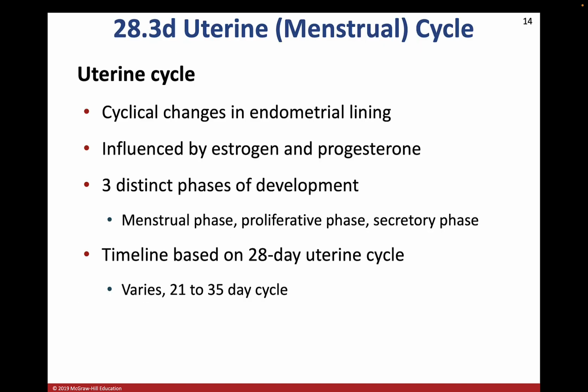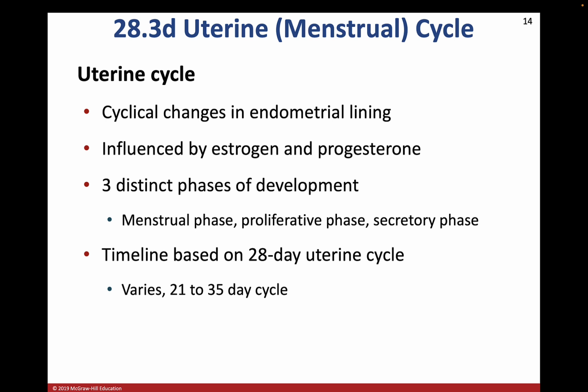Now, next we'll be addressing the uterine cycle, also known as the menstrual cycle. During the uterine cycle, there are cyclical changes in the endometrial lining, and remember, these changes are going to be influenced by estrogen and progesterone. There are 3 distinct phases of development, and the order is menstrual phase, proliferative phase, secretory phase.